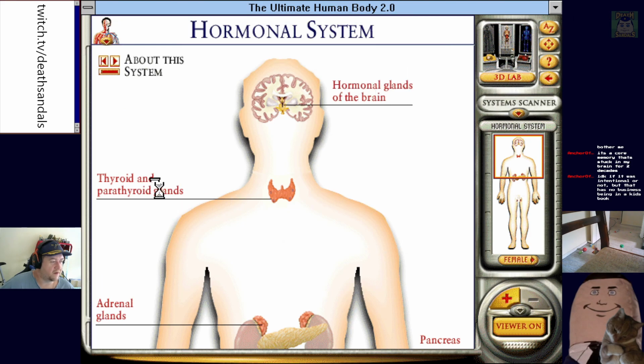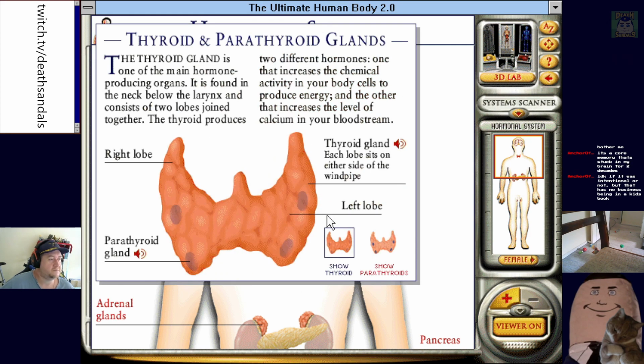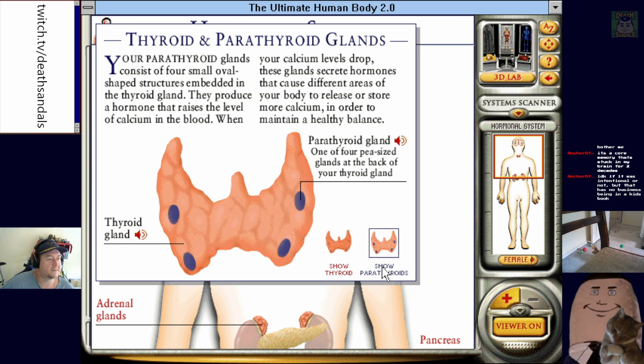What else we got? Thyroid glands. Thyroid and parathyroid glands. Chemical activity in your body cells produce energy. The other increases the level of calcium in your bloodstream. Thyroid gland. Okay. Oh, this guy sounds a little like Malcolm McDowell, if I'm being honest. Thyroid gland. Okay. Parathyroid gland. Yeah, show us the parathyroids. That's a parathyroid, apparently.